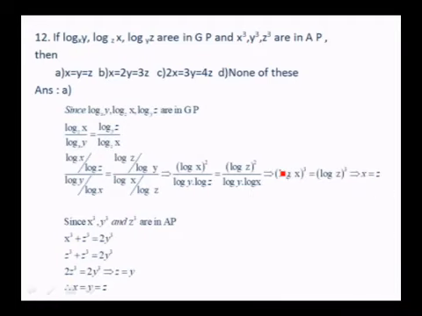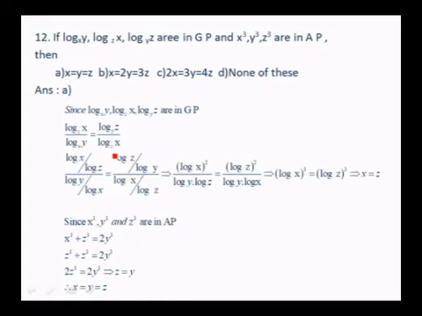Log y to the base x, log x to the base z, log z to the base y are in GP, and x cube, y cube, z cube are in AP, then you are having four options: x equals y equals z, x equals 2y is equal to 3z, 2x equals 3y is equal to 4z, and none of these. So since log y to the base x, log x to the base z, log z to the base y are in GP, you find that log x to the base z over log y to the base x is equal to log z to the base y over log x to the base z.